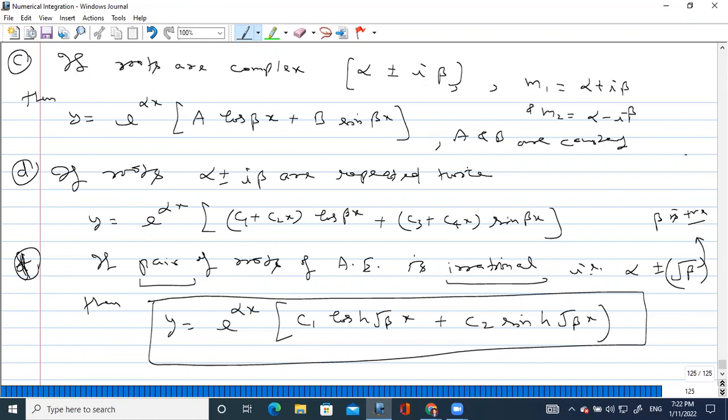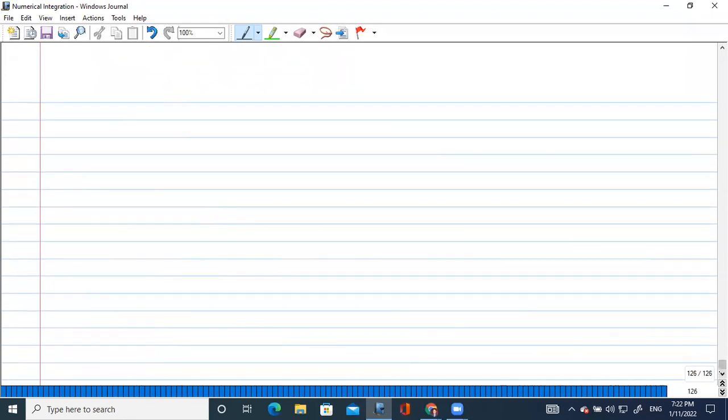Done, sir. Okay, so let us solve problems now. Question is: solve y double dash plus y is equal to 0, and it is given boundary condition that y at 0 is equal to 3 and y dash at x equal to 0 is minus 0.15.